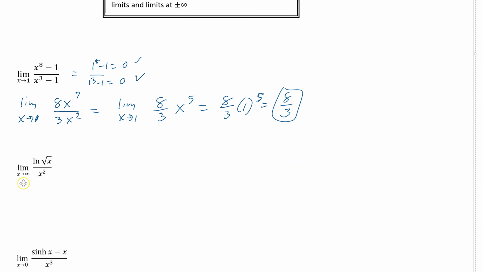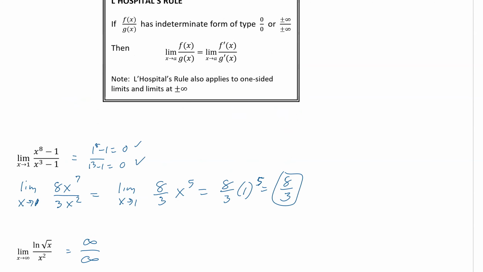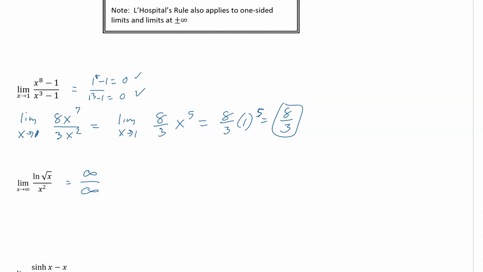So if we plug in infinity here, that would become infinity and infinity. So we're going to be getting infinity over infinity. So again, indeterminate form that we can use. That's one of them. And so now we take the derivative.